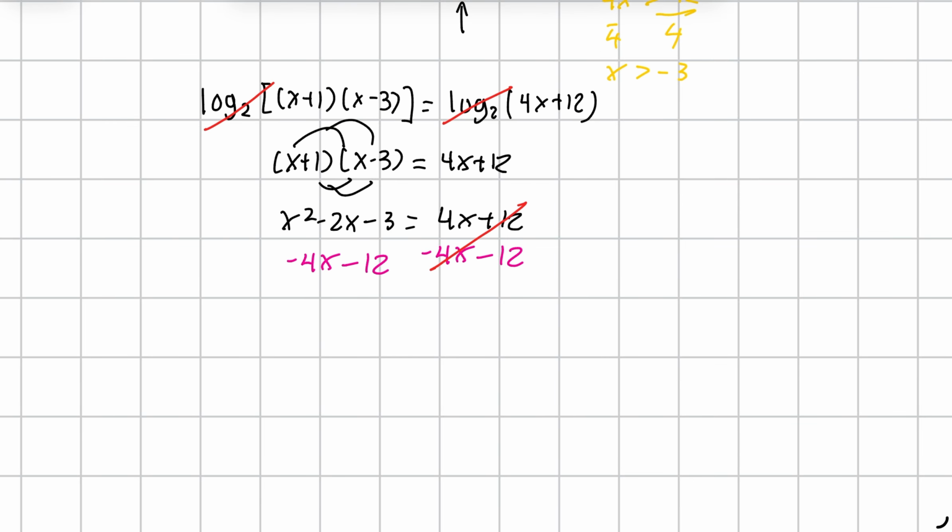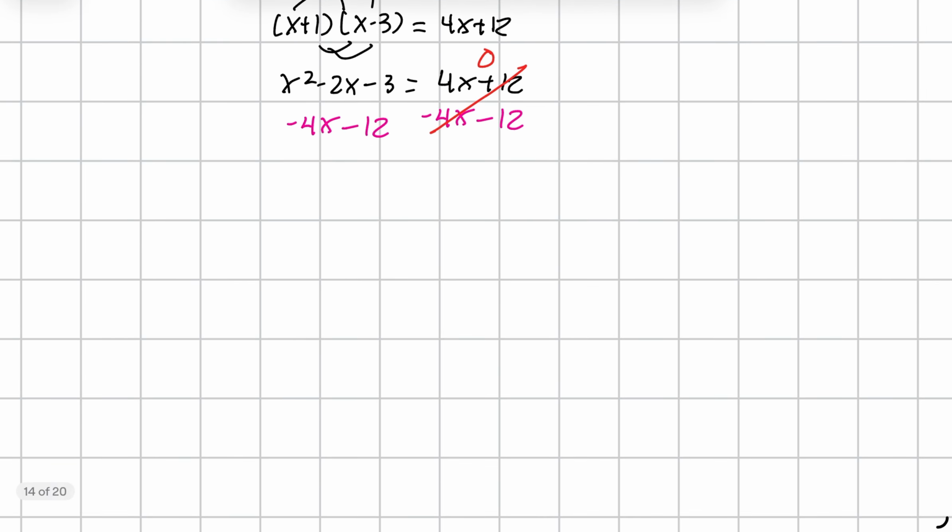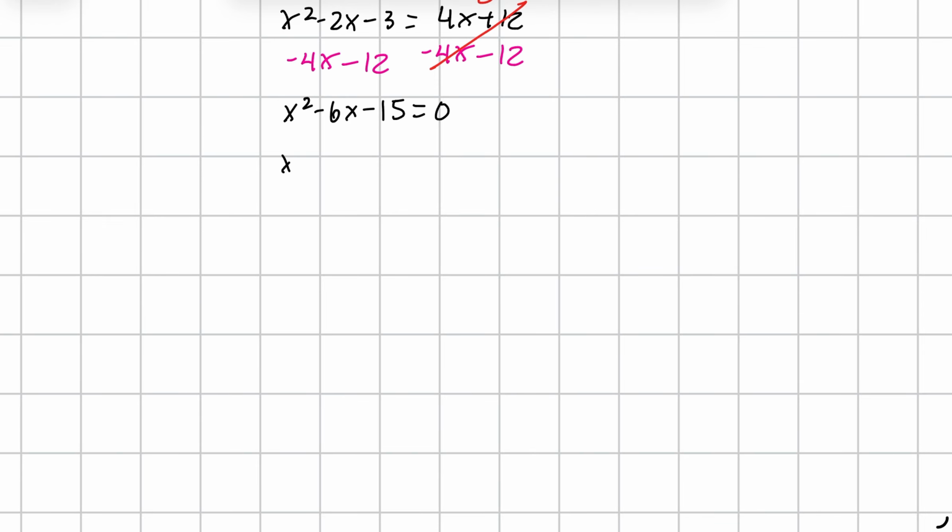And this side is going to be equal to 0. So you have x squared minus 6x minus 15 is equal to 0. You can just use the quadratic formula now because you have a standard quadratic. x equals 6 plus or minus the root of negative 6 squared minus 4 times 1 times negative 15, and you can divide all that by 2.